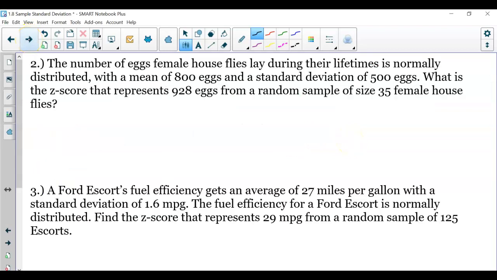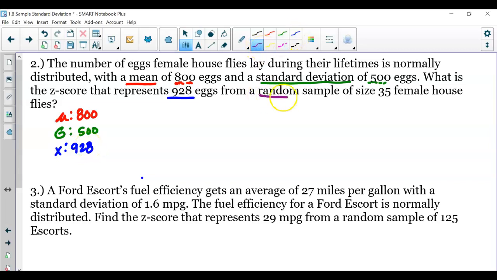So let's do another one. The number of eggs female houseflies lay during their lifetimes is normally distributed. So here's our curve again with a mean of 800. So there's our mean, 800 eggs, and a standard deviation of 500. So here's our sigma, 500 eggs. What is the z-score that represents 928 eggs? So this is what we're converting. This is our x.